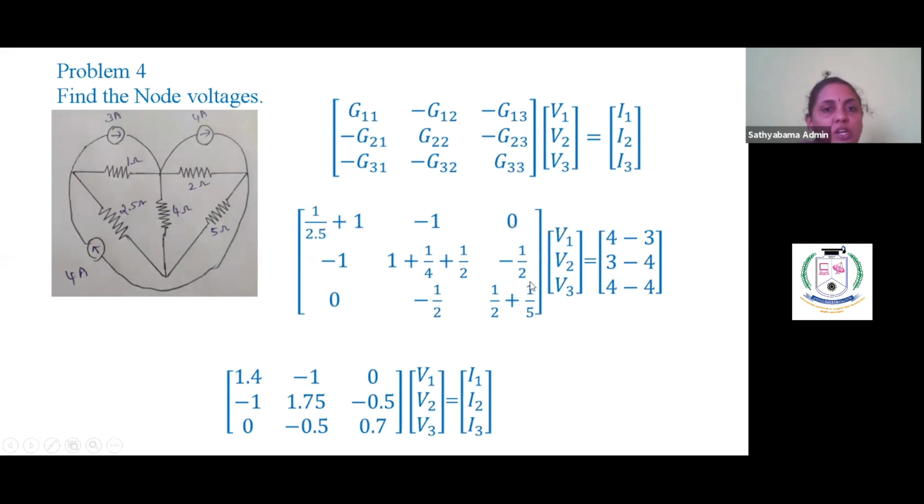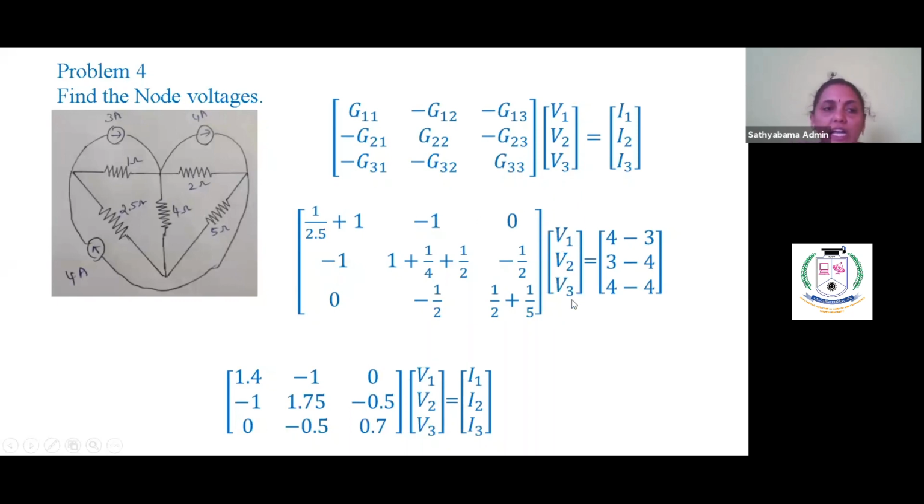See, I am writing 1 by all, the reciprocal, because these are the resistance values, but we need the conductance value. So only we are taking it as reciprocal. Okay. And G31 is same as G13. G32 is same as G23. Okay. Next G33 is the conductance connected at node 3. This is node 3. So this will be 1 by 2 plus 1 by 5. So you will have the conductance matrix like this.